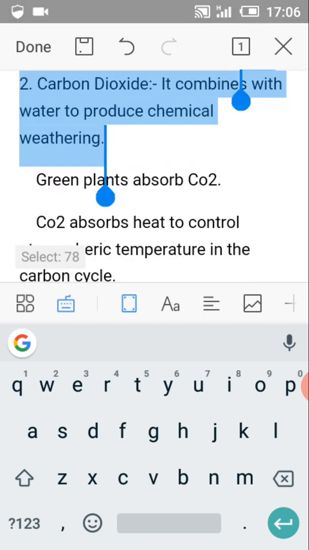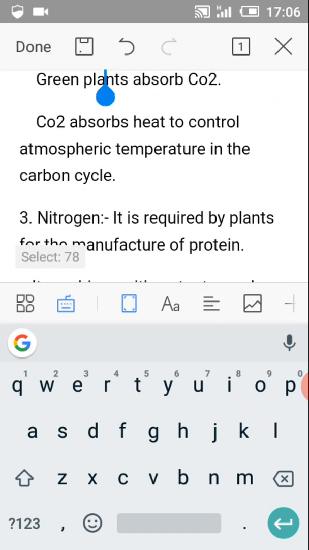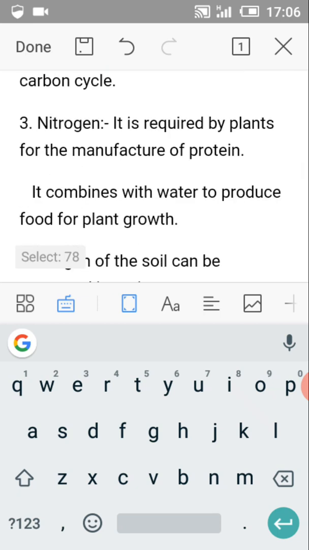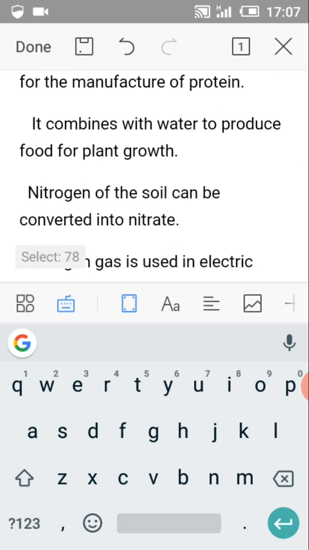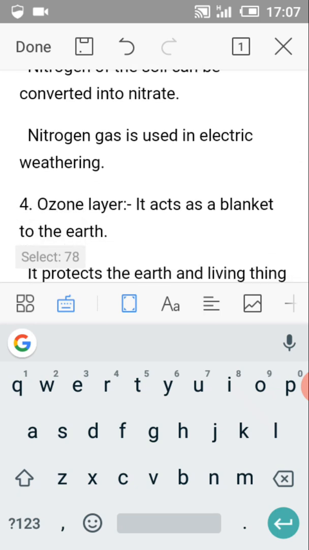Number 2, green plants absorb carbon dioxide. Carbon dioxide also absorbs heat to control the atmospheric temperature in the carbon cycle. Number 3, nitrogen. It is required by plants for the manufacture of protein. It combines with water to produce food for plant growth. Nitrogen of the soil can also be converted into nitrates. Nitrogen gas is also used in electricity.